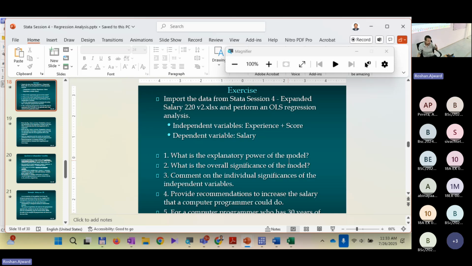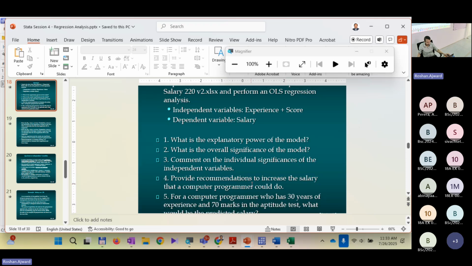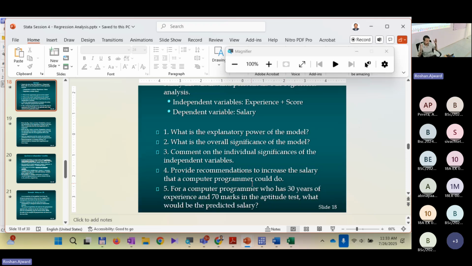There are 200 observations. It's in an Excel file. Please use this file to do a revision again. I'll give you 10 minutes, and then answer these questions.